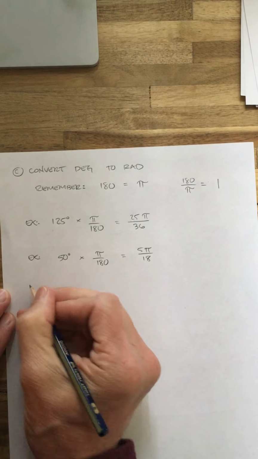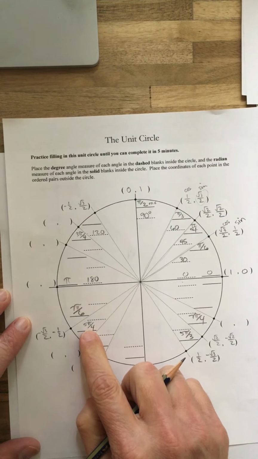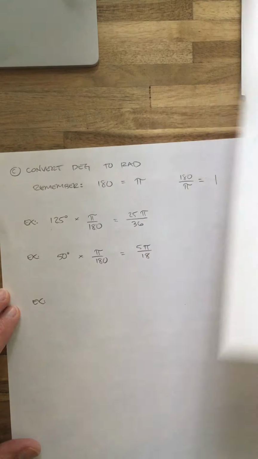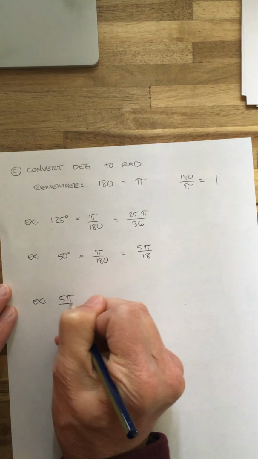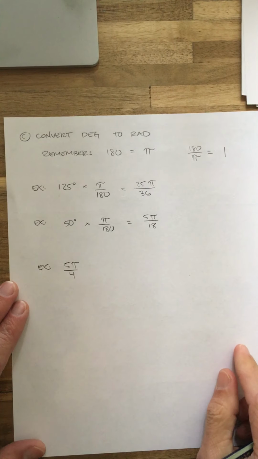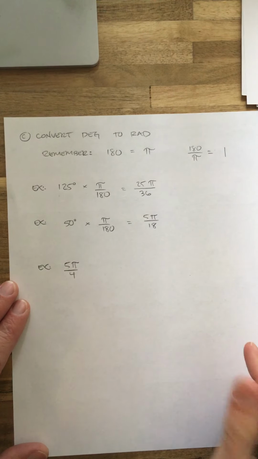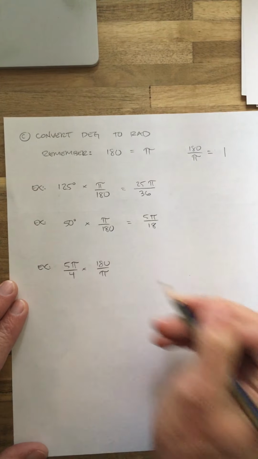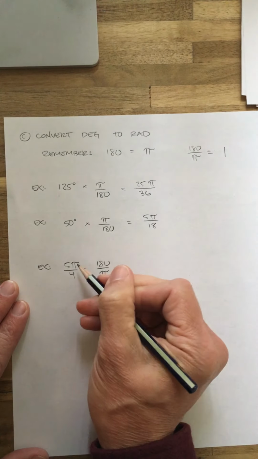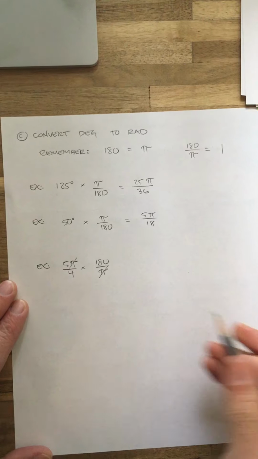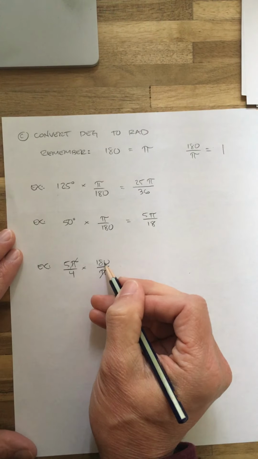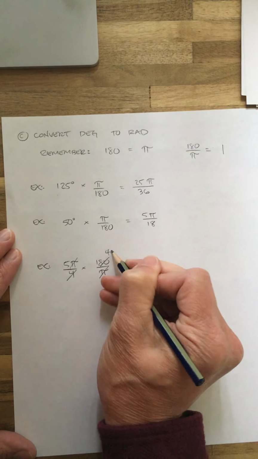Let's go the other way around. Let's do something that you guys already know. Let's do 5 pi over 4. What if I wanted to convert 5 pi over 4 radians into degrees? Instead of multiplying by pi over 180, I'm going to multiply by 180 over pi. I'm still multiplying by 1, but watch what happens now. The pi's cancel, right? And 180 divided by 4, let's see, what is that? 45.